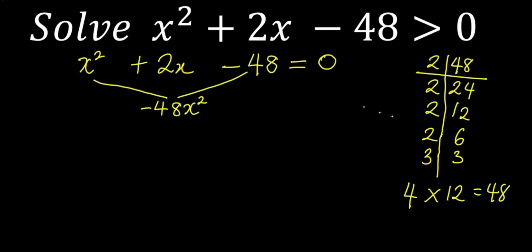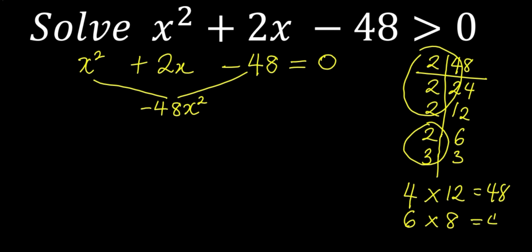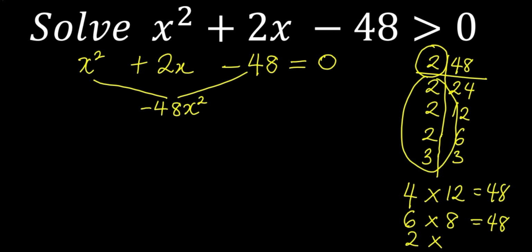We can also have 2 times 3, which gives us 6, and 2 times 2 times 2, which gives us 8. 6 times 8 is also 48. We can also take 2 times the remaining ones, 2 times 2 times 2 times 3, which is 24, and that gives us 48 as well. These are all the possibilities of 48.